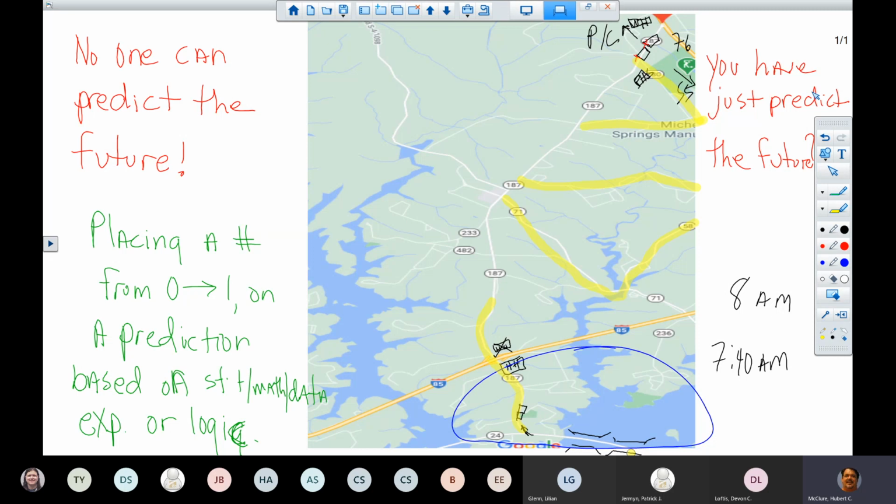Now, what did I just use? Did I predict the future? No. What I just used is probability. Probability is assigning a number between 0 and 1, which means a decimal, on a prediction based on mathematics, experience, or logic. This is based on experience and logic. Now, when you meet somebody that says they can tell you the future, please don't fall for it.